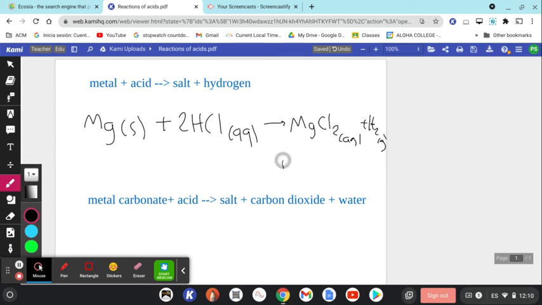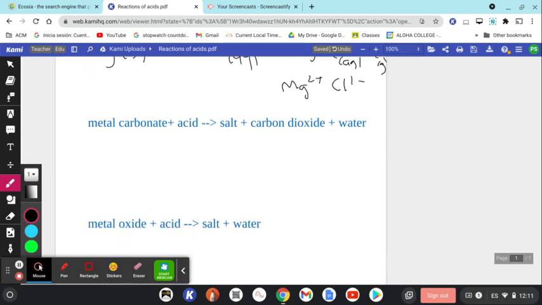Now, why is the formula MgCl2? That's because magnesium ion has a charge of +2, and chlorine ions have a charge of 1-. So you need 2 chlorine ions to balance the charge of magnesium +2. So it's MgCl2.